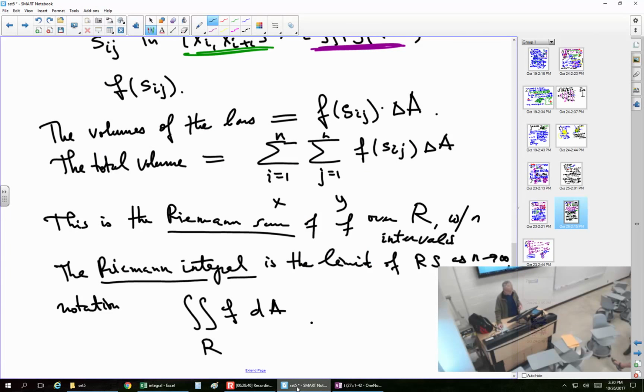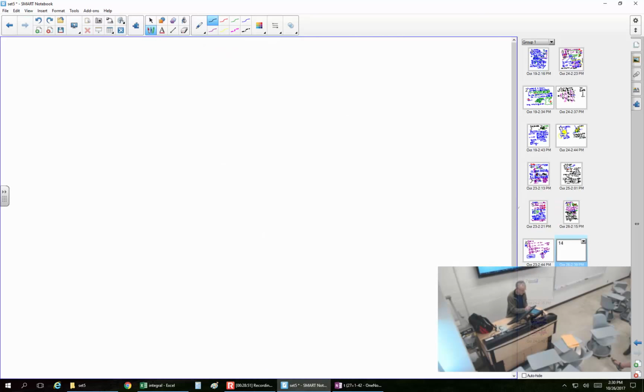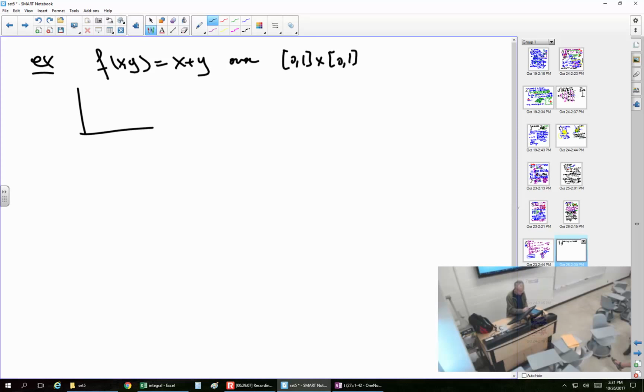But first I want to do it at least once, a Riemann sum by hand with some elementary function. So, for example, which will be an approximation. So for example, f of x, y is equal to x plus y, and we suppose over, say, a rectangle 0, 1, 0, 1. Okay, so this is what it looks like. My rectangle will be 0, 1, 0, 1. This one.